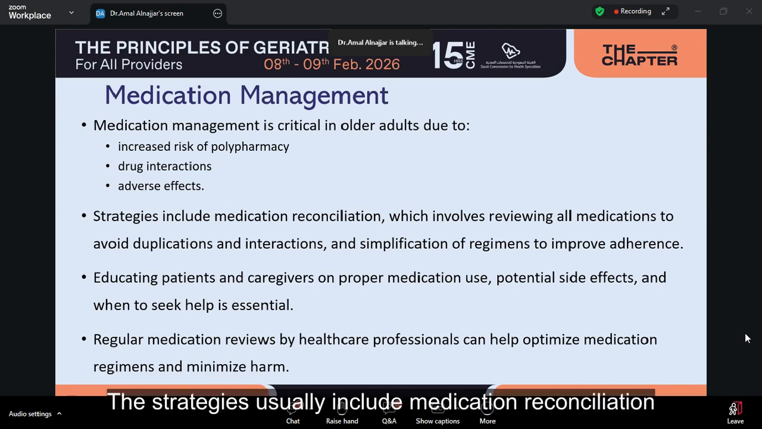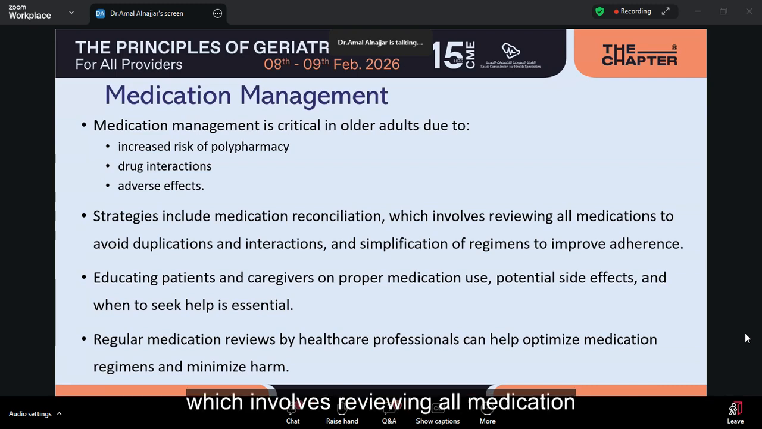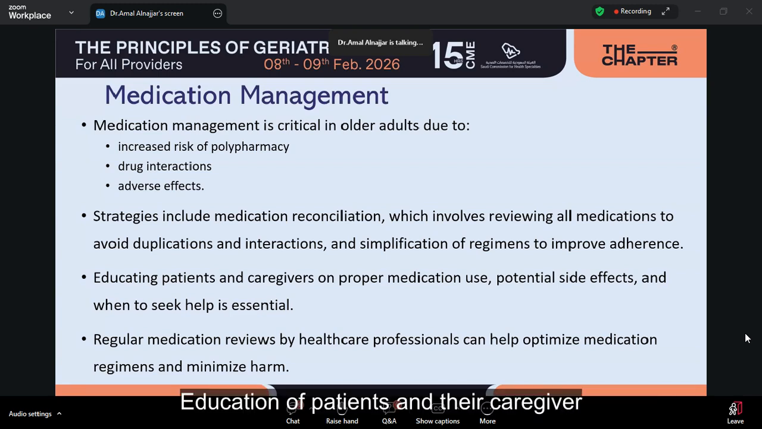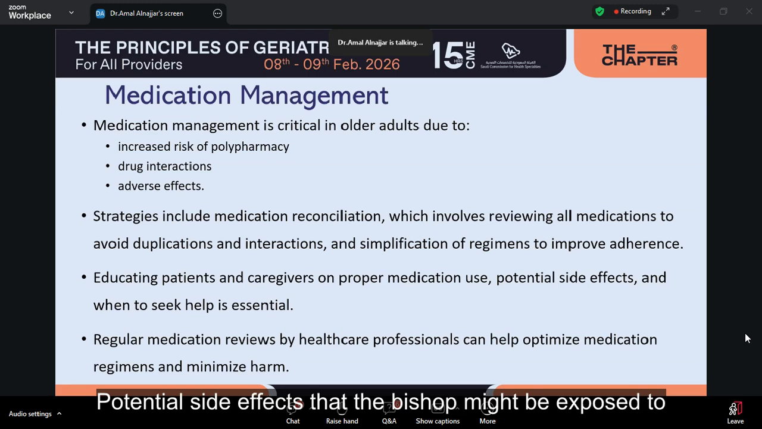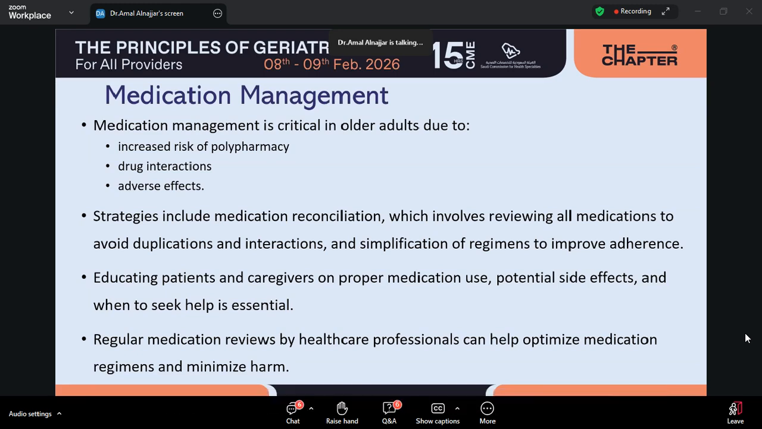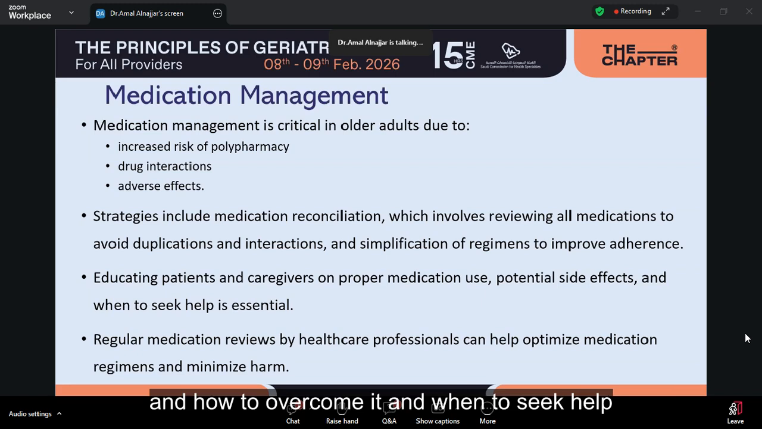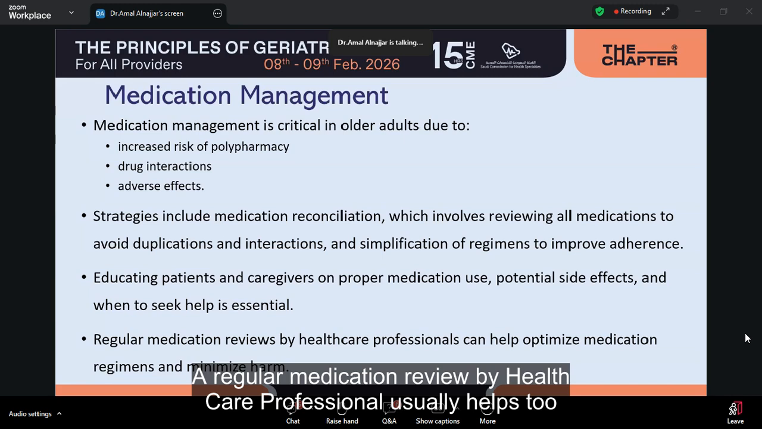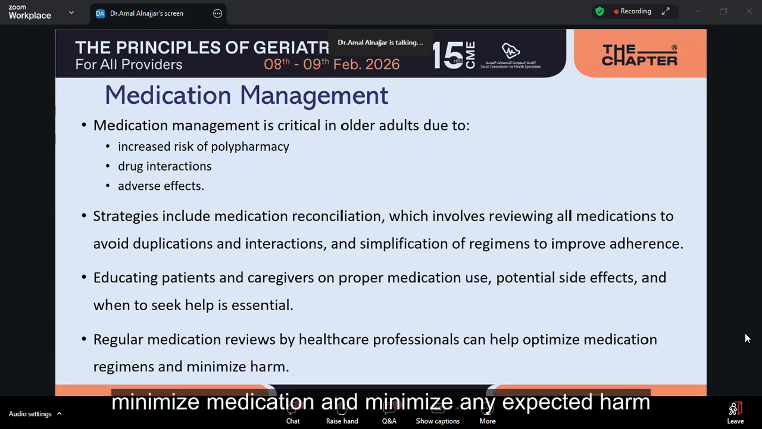The strategies usually include medication reconciliation, which involves reviewing all medications to avoid duplication and interaction, and simplification of the regimen to improve patient adherence. Education of patients and their caregivers on proper medication use: how to use the medication properly, at what time, and by what method, potential side effects and how to overcome them, and when to seek help if there is something essential. A regular medication review by a healthcare professional usually helps to optimize medication and minimize any expected harm.